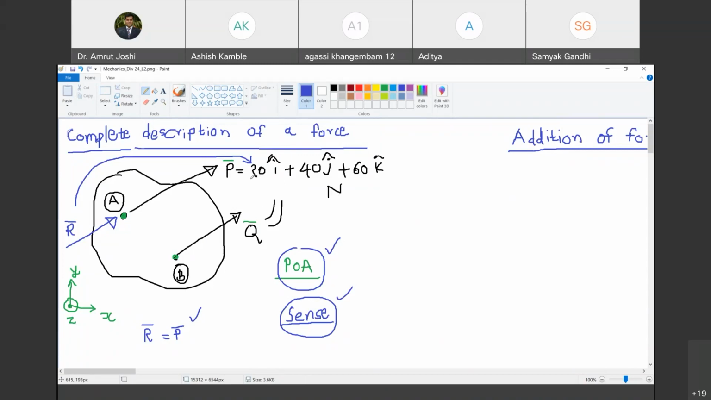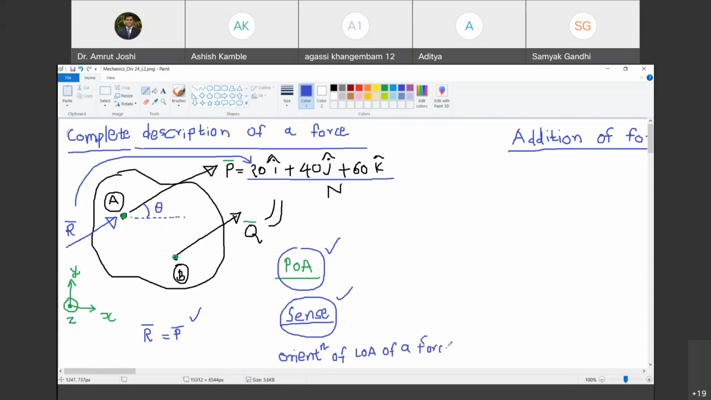Now we will try to dig into the first description, that is 20 I cap plus 40 J cap plus 60 K cap. What exactly does it tell you? If you consider a reference line, let us say I consider this line as a reference line, then the angle made by this force with reference to that reference line is also called the orientation of the line of application of the force. Orientation, I will write it first and then I will explain. Orientation of line of application or line of action of a force.